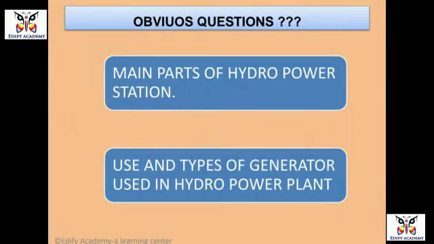The next very obvious question, which an engineer is very interested in: what are the main parts of the hydropower station? That is, the general layout of the hydropower station. The next question is, what are the uses and types of generators used in hydropower plants? Why a generator? Because it is not a stable form of energy. Any renewable, non-conventional energy resource doesn't have a stable input-output relation. That's why we use a generator, or in the case of a solar power plant, batteries to store the energy.